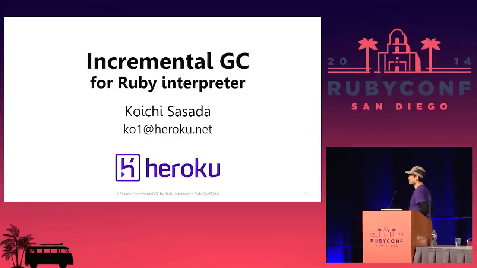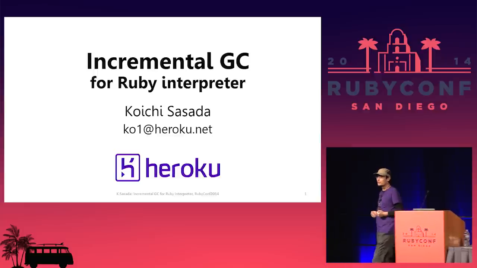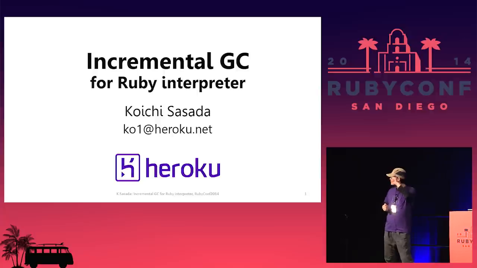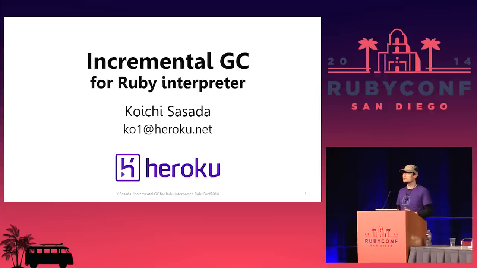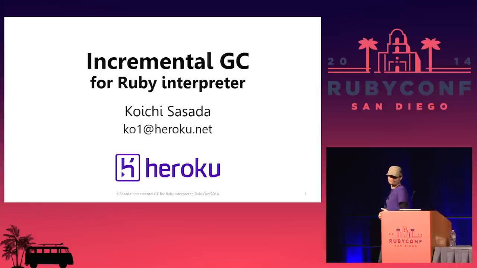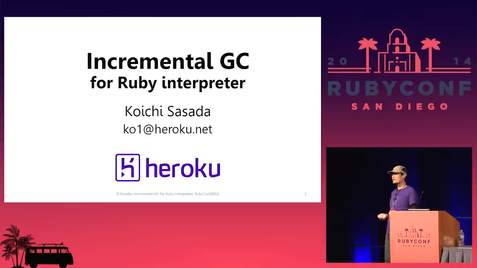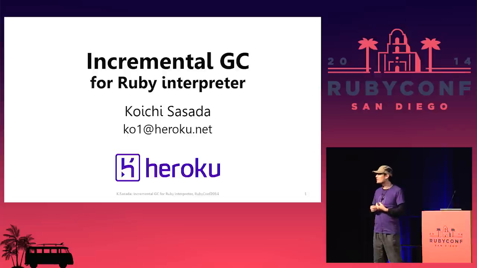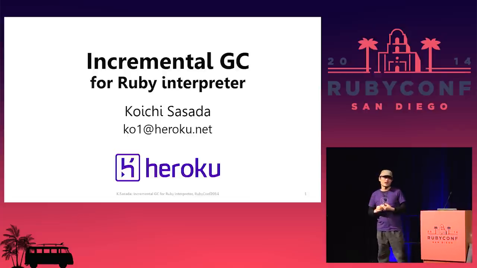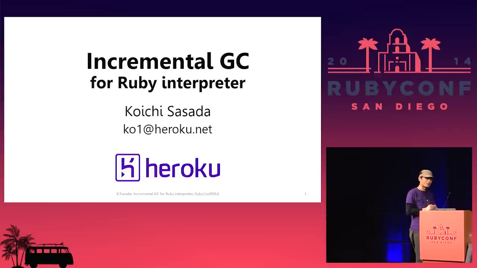So let's start my presentation, incremental garbage collection for Ruby interpreter. My name is Koichi Sasada from Heroku. I live in Japan, so I came here with 13 hours of travel.